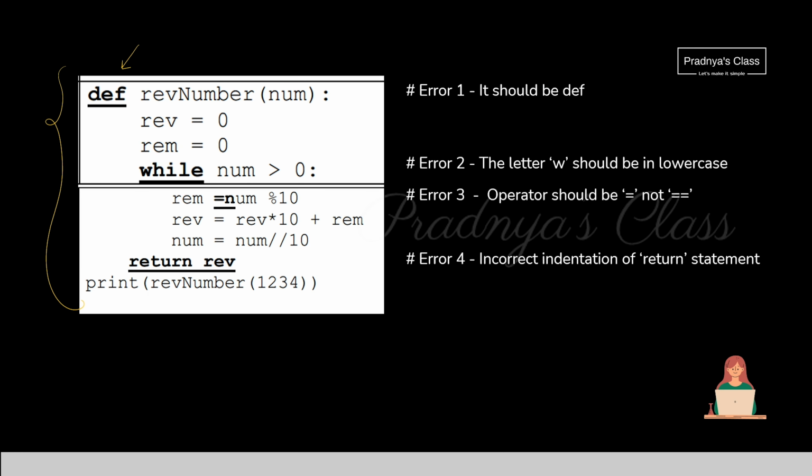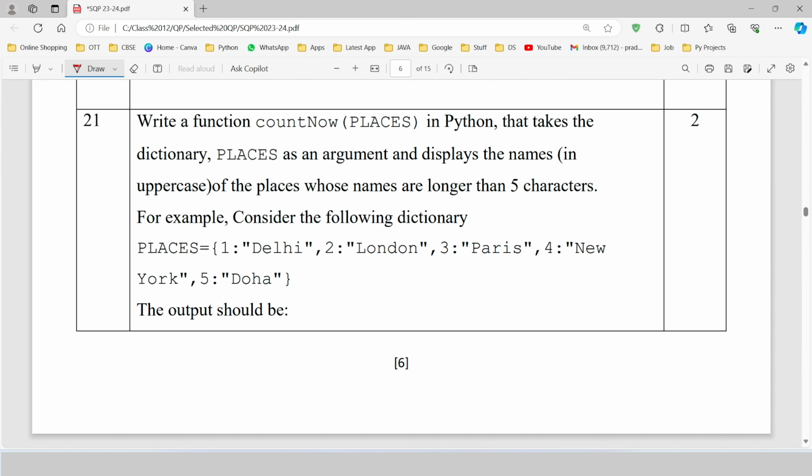We have to underline the error and correct it. It will be good if you mention the error on the same line. So this is the first error. The keyword should be def. The second error is in the while keyword. The W should be in the lower case. And the third error is the operator should be an assignment operator, not comparison. And the last error, that is the fourth error, the indentation of the return statement is wrong. This question is for 2 marks. You will be getting half marks on rewriting or finding out each error. Cool, that was quite easy.